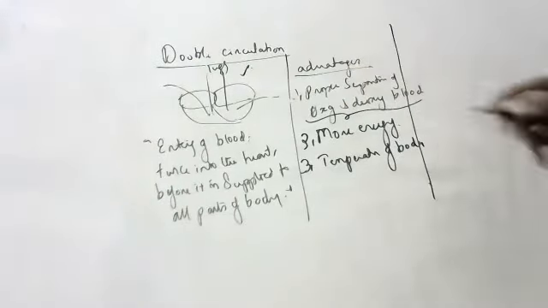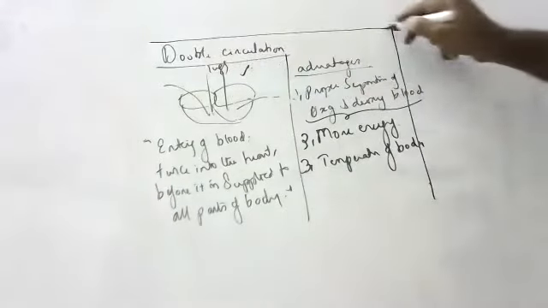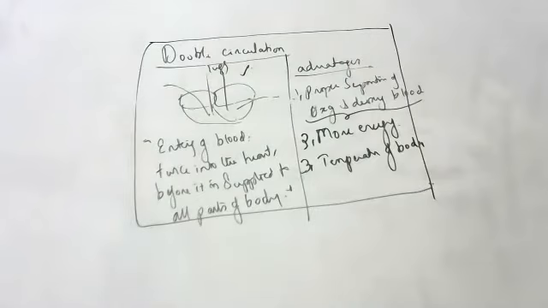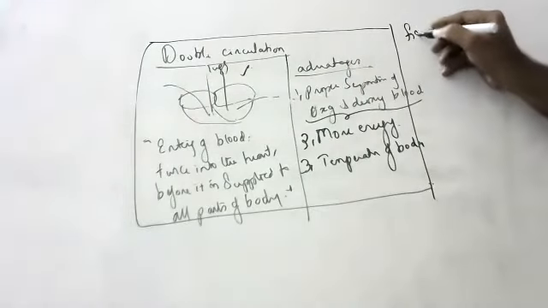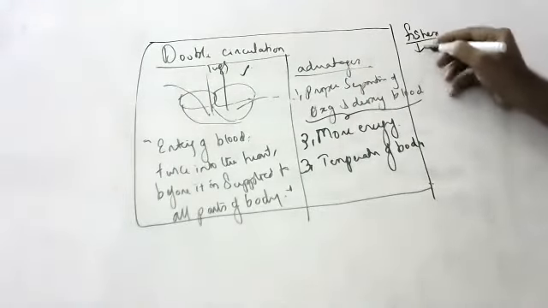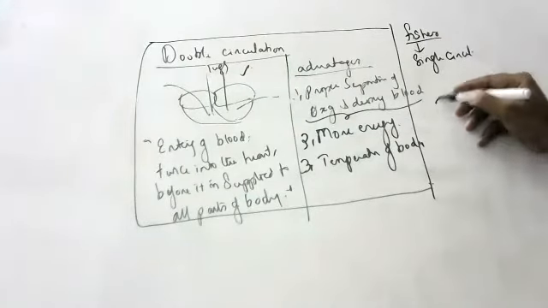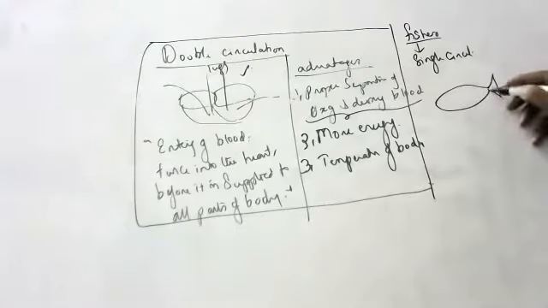Children, this is called double circulation. What is double circulation? Entering of the blood into the heart twice before it is supplied to all parts of the body. If you see fishes, they have single circulation. What is single circulation, sir? Single circulation means the heart has a single circuit.